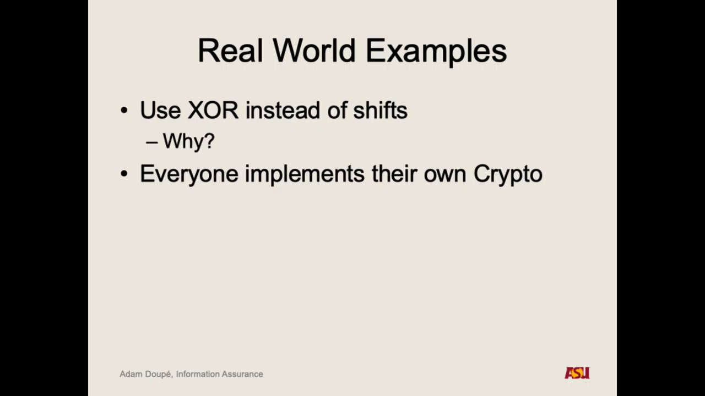But what if they only randomly drew a key from 0 to 2 to the 8? Right? If you know that their key is weak, or that the key is confined to a certain range, you can actually break it much faster than people think.